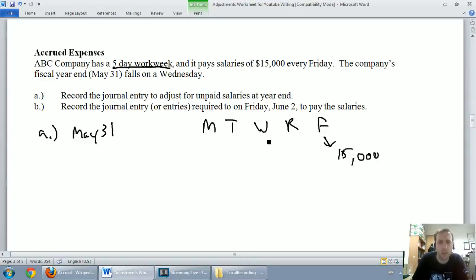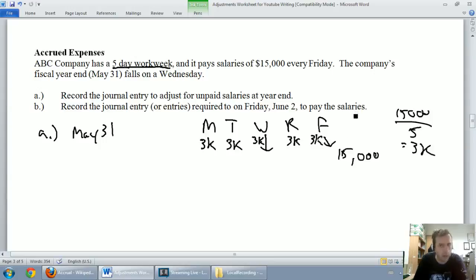So our fiscal year end falls on a Wednesday. We've got to figure out how much we owe them on Wednesday. In the absence of other information, we're going to assume that we pay at a pretty steady rate here, and we've got to say, okay, well, how much is one day's work worth? Well, if it's $15,000 every Friday, and we're paying them for 5 days' work, it's 15,000 over 5. It means they're earning $3,000 per day. So 3,000 for Monday, 3 for Tuesday, 3 for Wednesday, 3 for Thursday, and 3 for Friday.